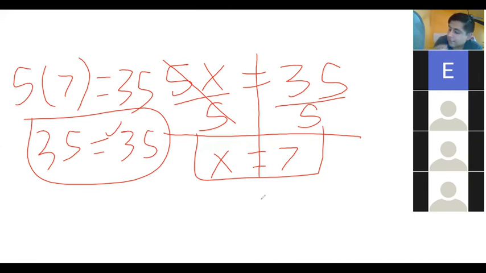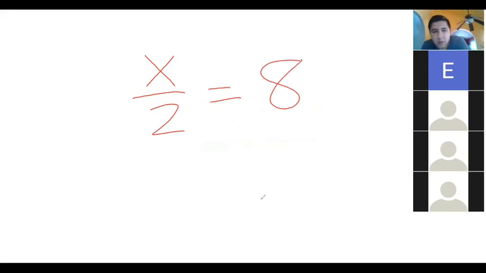Okay, last example. Okay. Let's do this. So x over 2, what does that imply? You have to times by 2 on both sides, don't you? Yes. So when we have x over 2, that implies that we are dividing x by 2.